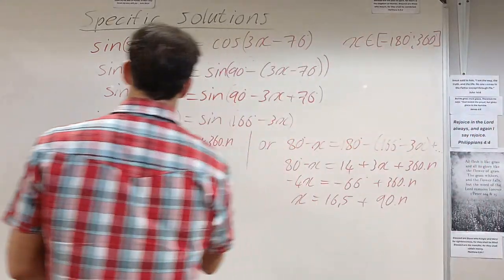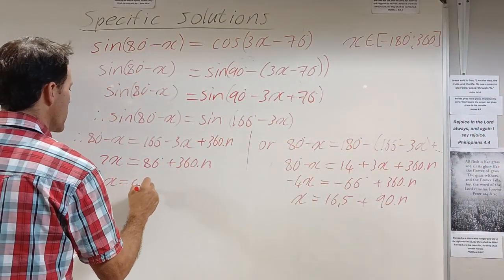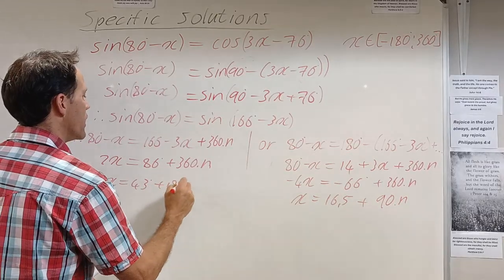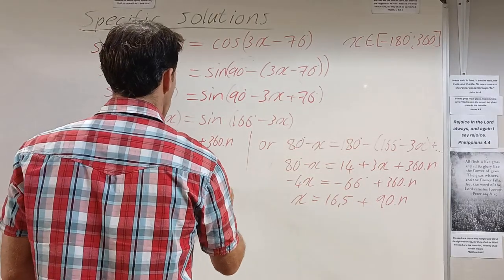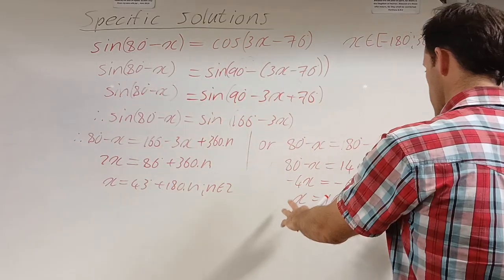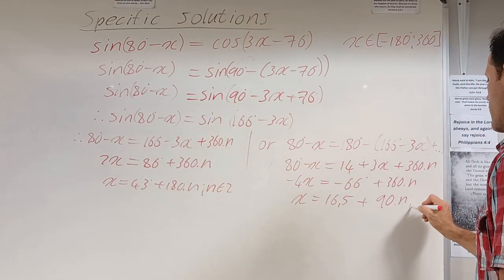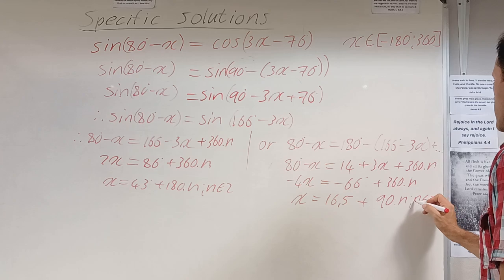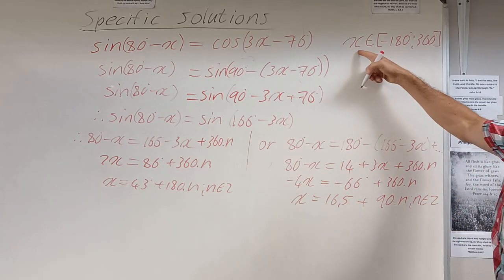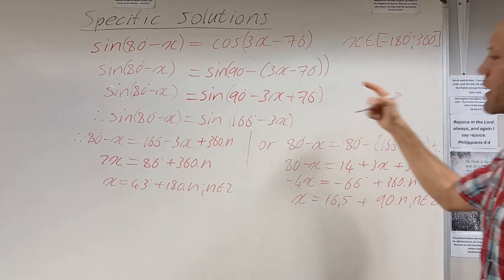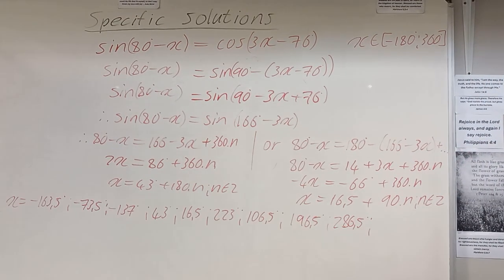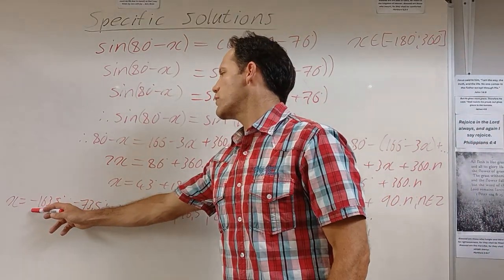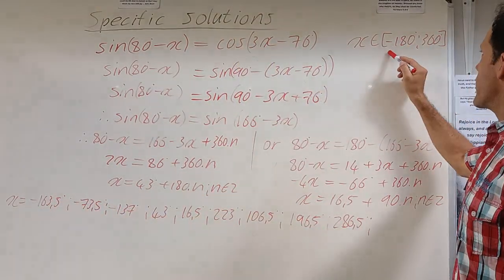So this one divide by 2. So x is 43 plus 180 times n. And now, because it's our final answer, we can put in n is an element of Z. So you can say, therefore, n is an element of Z. And now, to find a specific solution, we can start substituting. So there are all the specific solutions from negative 180 to 360.